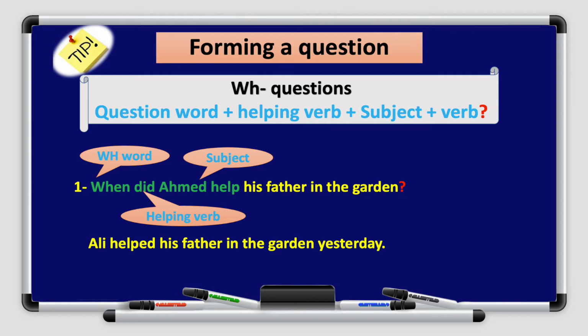Now, let's discuss how we can answer the WH question. I have a question for you. When did Ahmed help his father in the garden? Here we start with WH word followed by helping verb did followed by subject. And at the end we put the question mark. Now, how can I answer this question? Because the helping verb is in the past, my answer should be in the past. Ali helped his father in the garden. Here I put helped in the past because we have did in the question.